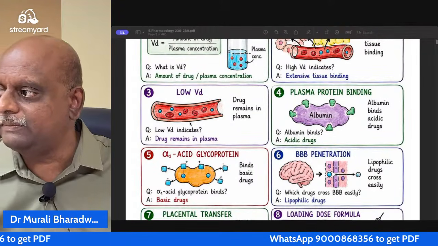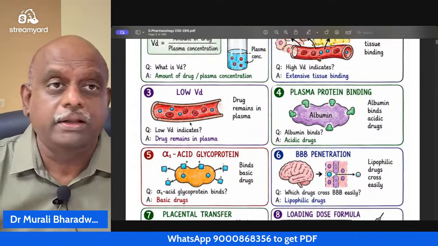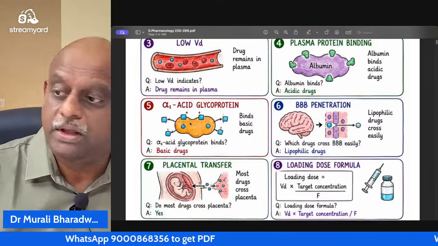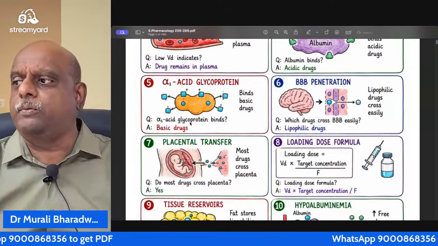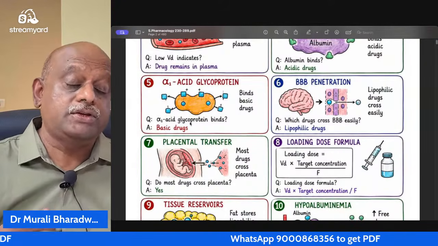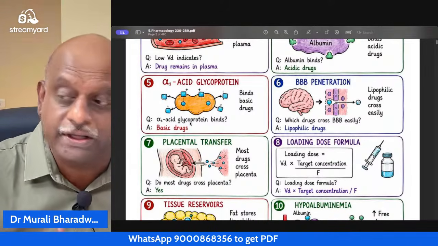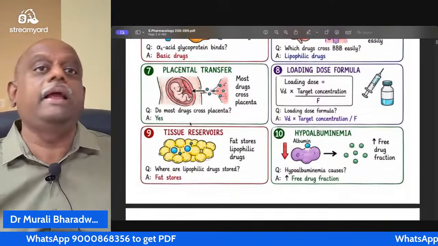So if you look at the acidic drugs, they are all bound to albumin. Whereas the basic drugs bind with alpha-1 acid glycoprotein, is what you need to remember. And if a drug is lipophilic, then the chance of it crossing the blood-brain barrier will increase.